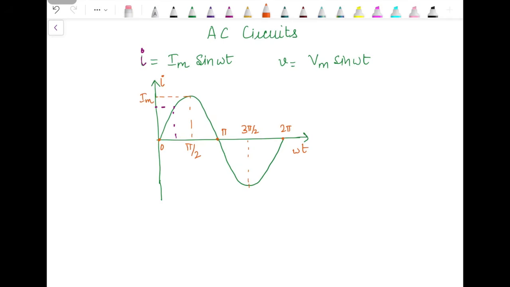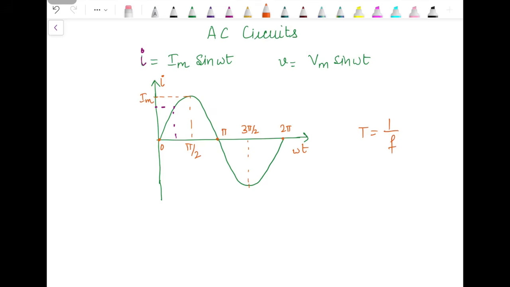We have another term in case of AC, that is known as time period. And what is this time period? It is the time taken by an alternating quantity to complete one cycle. So, time period T is actually 1 upon f, where f is the frequency. This is the amplitude, the maximum value.